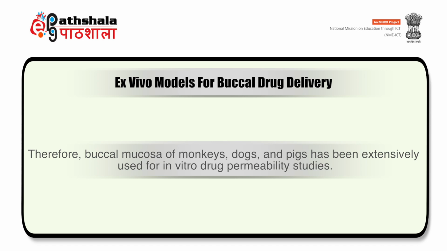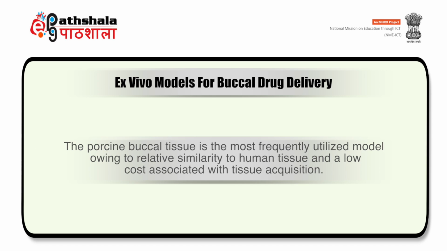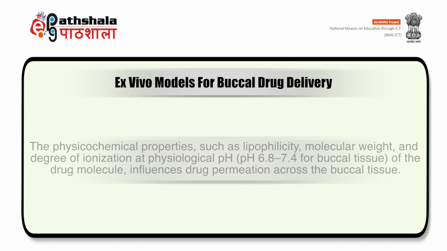Therefore, buccal mucosa of monkeys, dogs and pigs has been extensively used for in vitro drug permeability studies. The porcine buccal tissue is the most frequently utilized model owing to the relative similarity to human tissue and a low cost associated with the tissue acquisition. The physicochemical properties such as lipophilicity, molecular weight and degree of ionization at physiological pH of the drug molecule influence drug permeation across the buccal tissue.